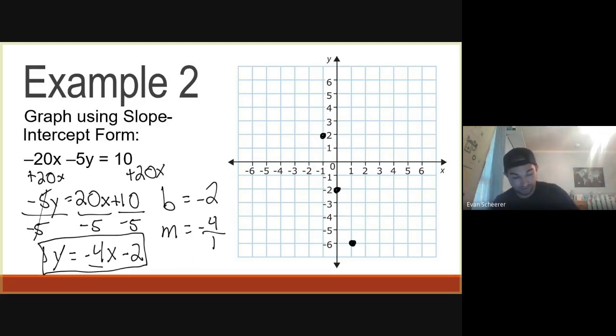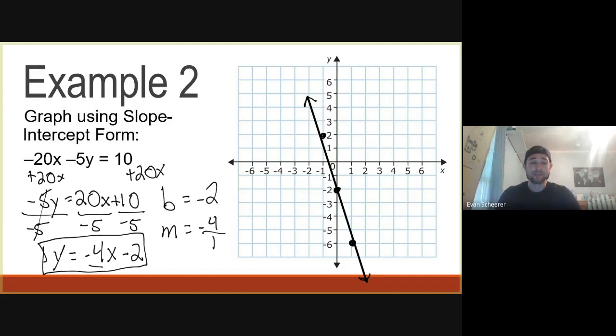All right, so now I can graph this. See if I could make it go through all those points. That's pretty close. It's not going to be perfect, but that's all right. Connect those, make them lines, and this is your equation for slope-intercept form.